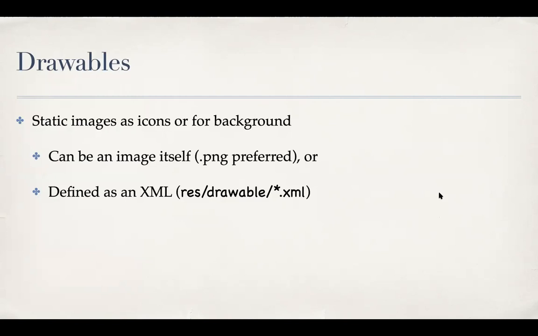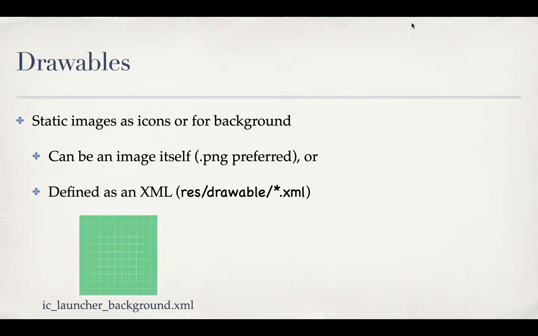Next is the drawables. Drawables are static images that are mainly used as icons on the launch screen or for background of the app and so on. And there are two ways you can define drawables. One, it can be an image by itself. A .png format is preferred. Or it can be defined in XML under res/drawables and then some file .xml. So let's look at an example.